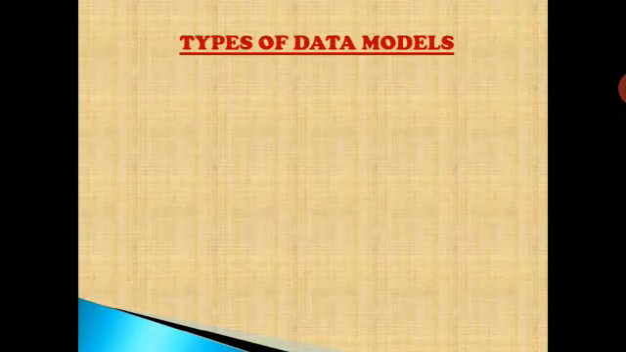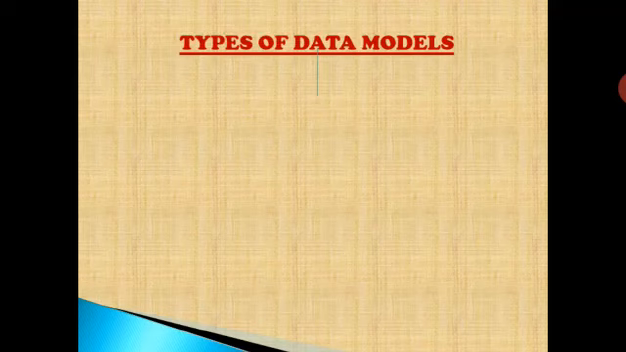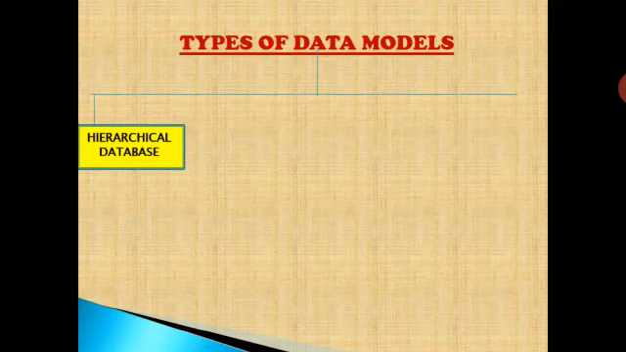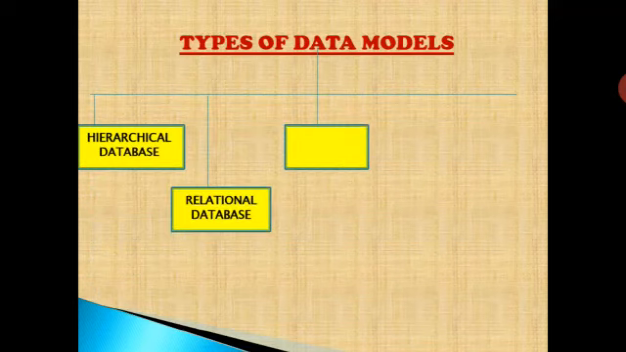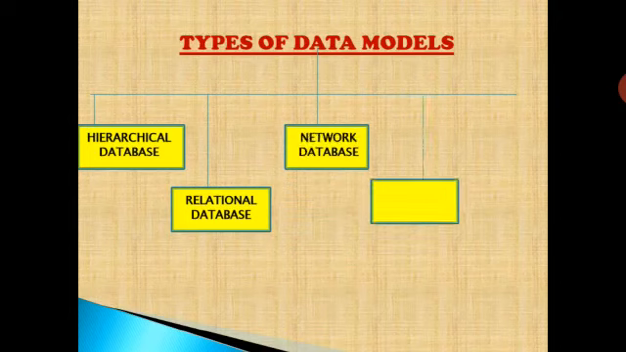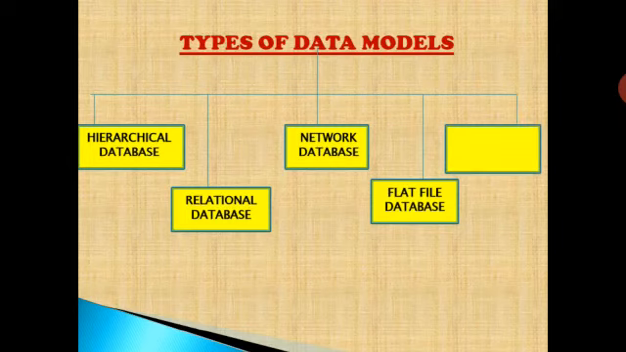Okay, now I'm going to tell you about some data models. There are 5 data models that are discussed. The first data model is the hierarchical database. The second data model is the relational database. The third data model is the network database. The fourth data model is the flat file database, and the fifth data model is the object oriented database.